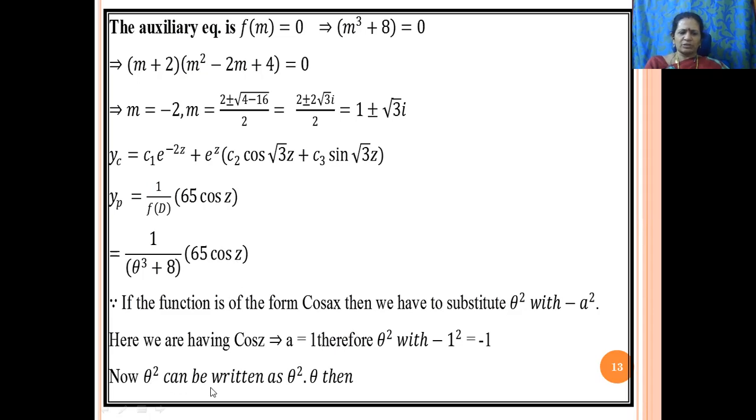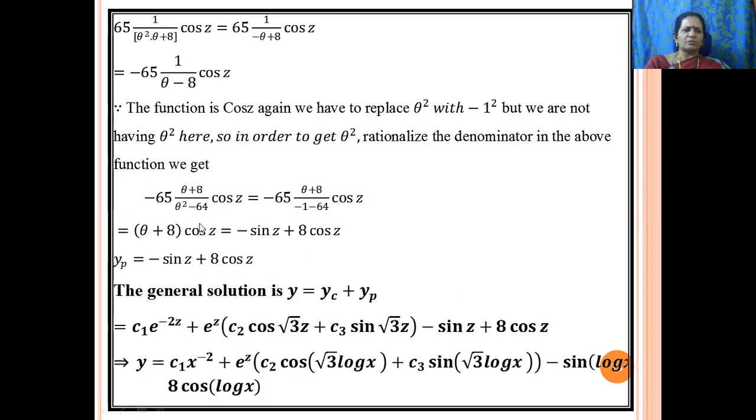So now theta cube can be written as theta square into theta. Theta square is -1, so -1 into theta is minus theta plus 8. Okay. So coming to the yp here, 65 into 1 by (minus theta plus 8) into cos z. Here theta has a minus, so take minus common and write it in the form of theta minus a, giving 1 by (theta minus 8) cos z.